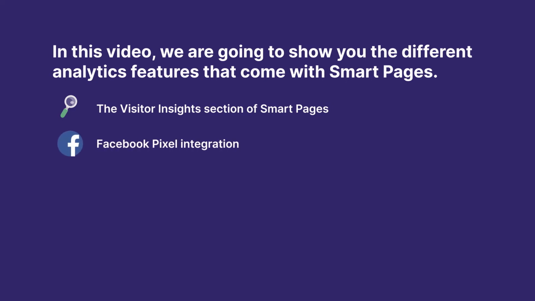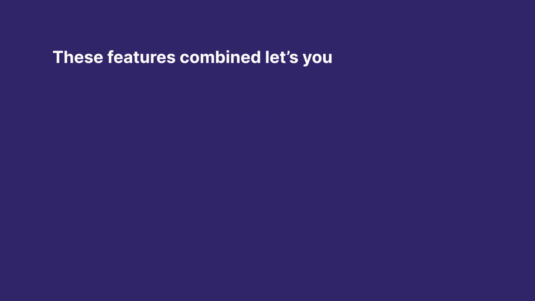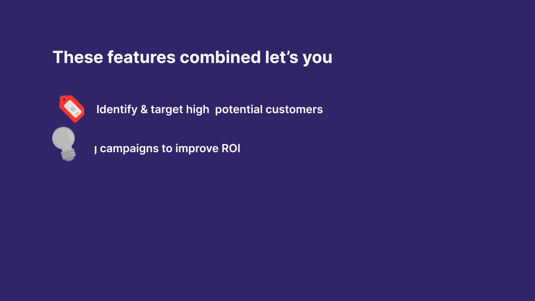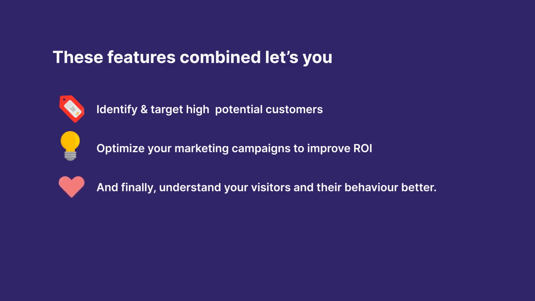Facebook Pixel integration, which lets you track various conversion events like page views and purchases, which is useful to run effective Facebook and Instagram ads for your business, and the Google Analytics integration, which gives you the insights on your Smart Page traffic from your Google Analytics dashboard. These features combined let you identify and target high potential customers, optimize your marketing campaigns to improve ROI, and finally understand your visitors and their behavior better.